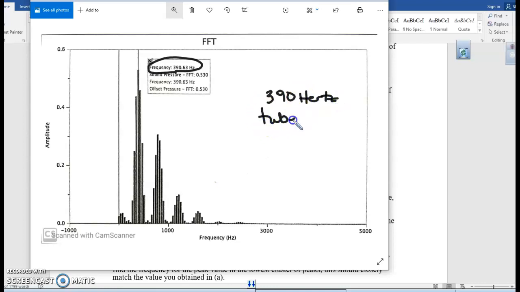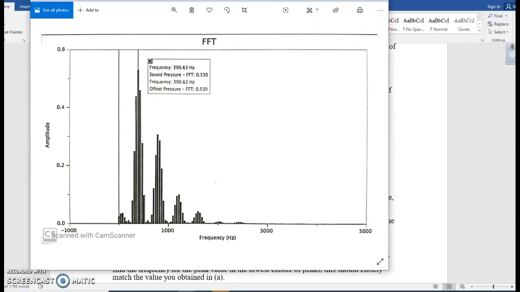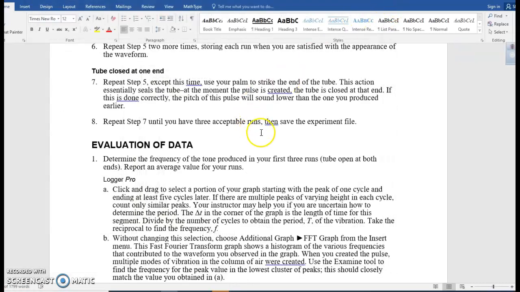And that is for a tube open on both ends. All right, so just jot that data down as well. Now we're going to do that again with the pipe that's closed on one end, and we're just going to have our hand cover it as we make that sound.